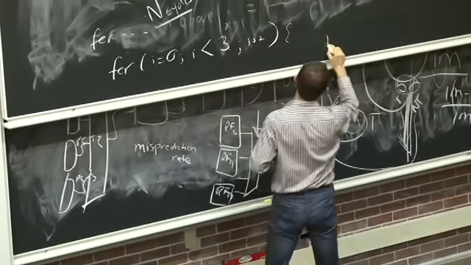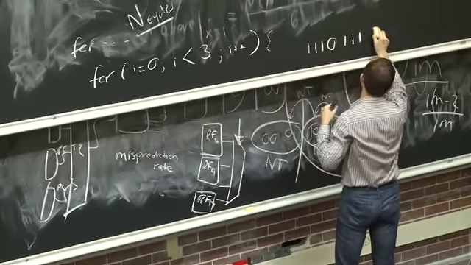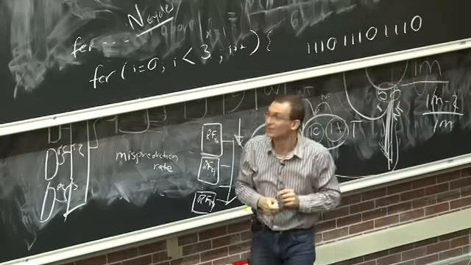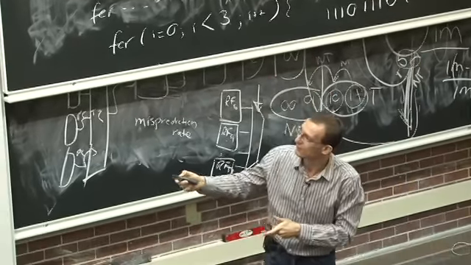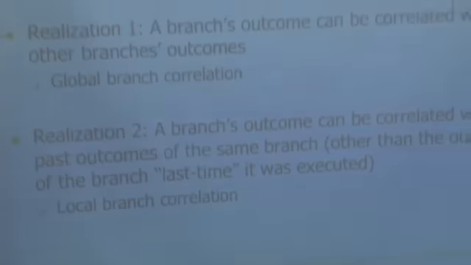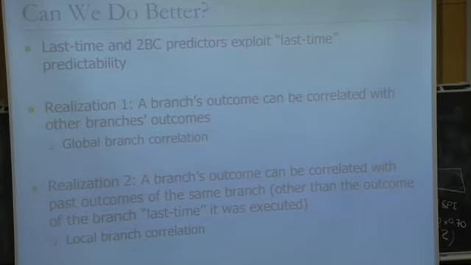Then this will be taken, not taken. And then you'll come back. Taken, not taken. Taken, not taken. Right? So can you recognize this pattern? You can recognize this pattern if you realize this branch's outcomes are actually correlated with itself. And if you can record the history of this branch, such that, well, actually, let me give you the idea of local branch correlation.